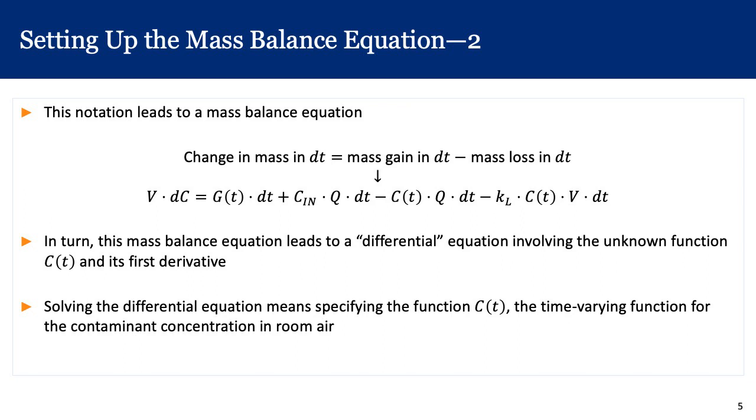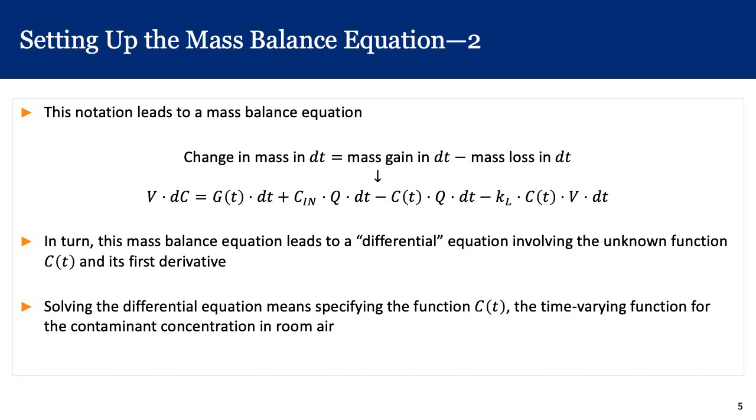So the source has a strength of G, which has units of milligrams per minute, and then you multiply it by time, which has units of minutes. So the product of G and dt has units of milligrams, or mass. The second term, which is Cn times Q, if you remember, also has units of milligrams per minute, and then you multiply it by dt, so the units of the second term entirely is, again, mass, milligrams.